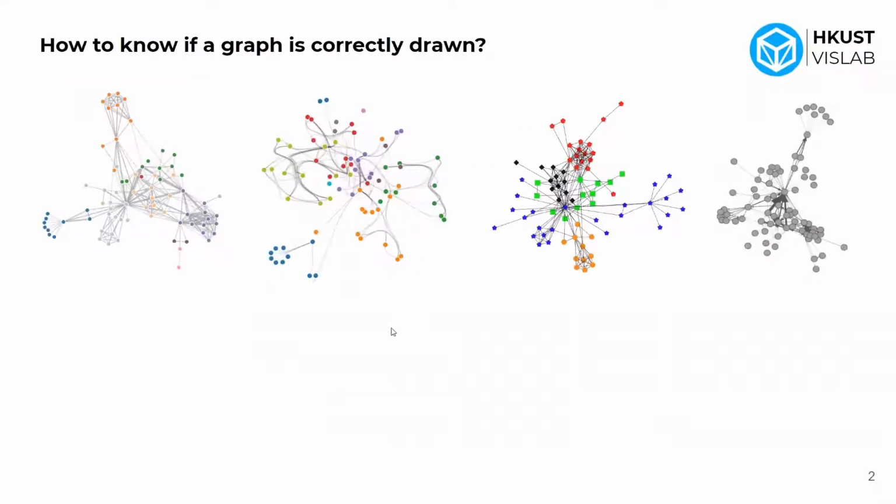How to know if a graph is correctly drawn? Are all the aesthetic properties preserved? To answer these questions, we currently use quantitative methods that require graph structure and are computationally expensive.